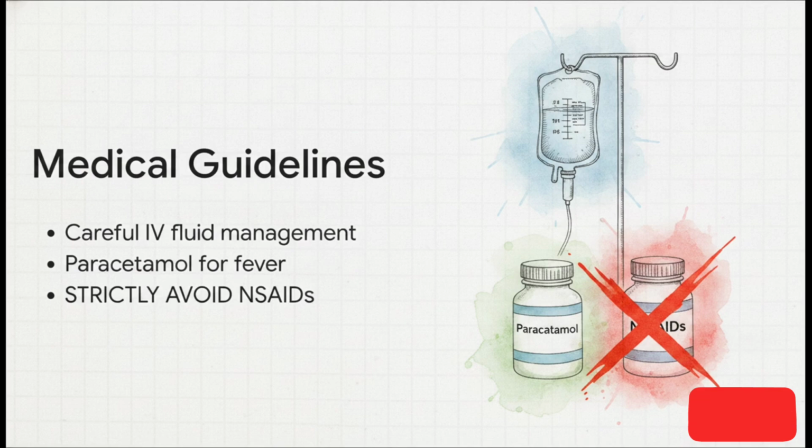It's all about very careful IV fluid management to counter that plasma leakage, plus close monitoring of vitals and urine output. But I want to draw your attention to a massive vital WHO guideline. You must strictly avoid all NSAIDs, things like aspirin, ibuprofen, and diclofenac. Because dengue already destroys platelets and skyrockets your bleeding risk, taking ibuprofen can actually trigger a fatal hemorrhage. Always use paracetamol or acetaminophen for the pain and fever.